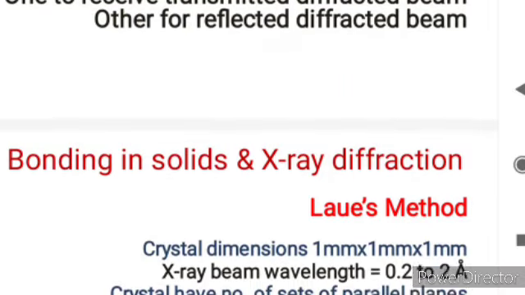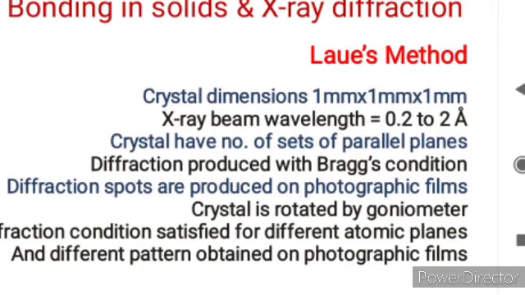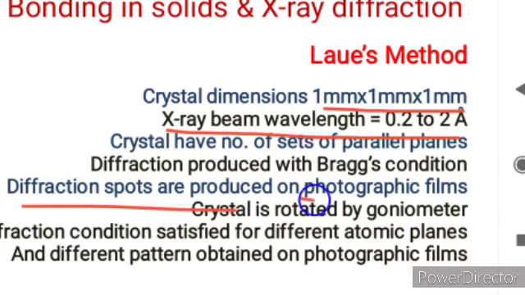As far as the dimensions are concerned, the crystal is of very tiny size, 1 by 1 by 1, that is length, breadth, and height of 1 mm commonly, so such a tiny crystal is taken into account. And an X-ray beam with a wavelength of nearly 0.2 to 2 angstrom units is inserted through that collimator and is incident on the sample crystal you have taken. The diffraction is produced following Bragg's condition, and the diffraction spots will be produced on the photographic films.